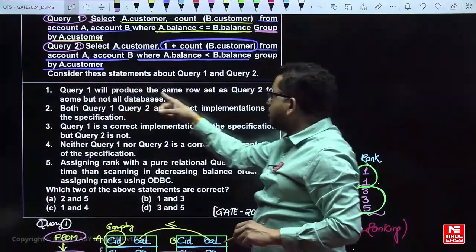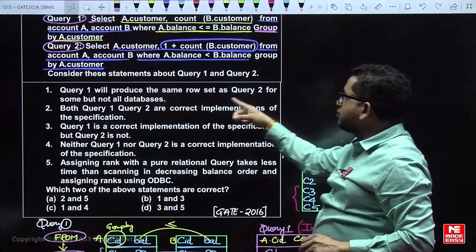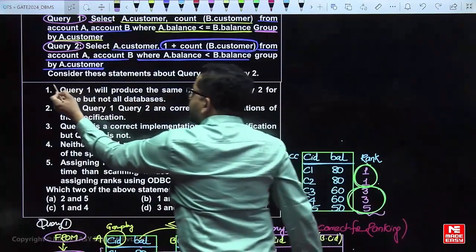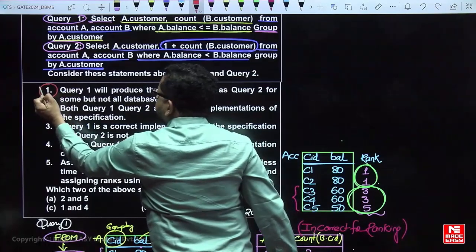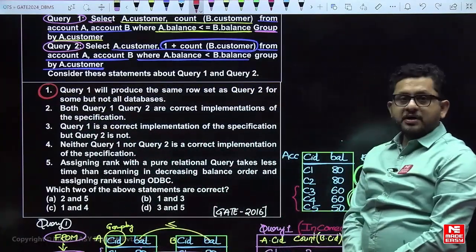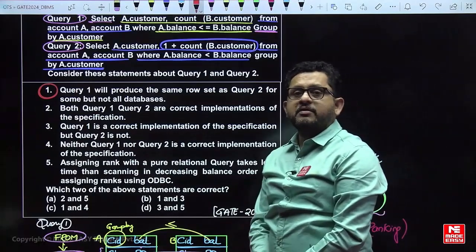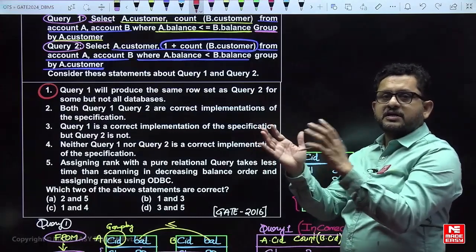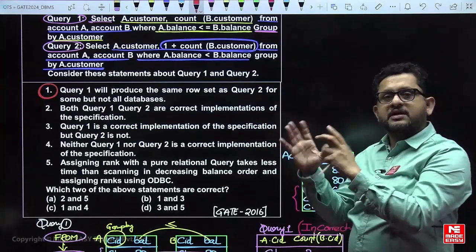Query 1 produces the same row set as query 2 for some but not all databases. For some records it can be the same. Some records of the query 1 result and some records of the query 2 result can be the same.